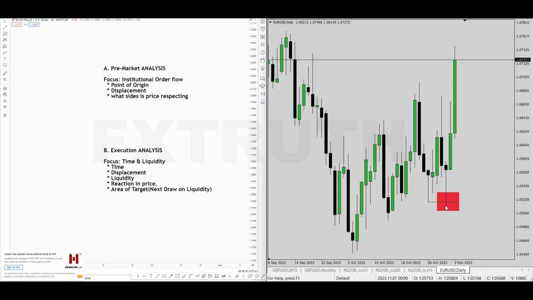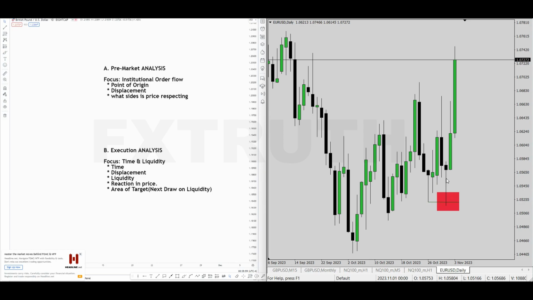If that happens, that means that particular point of origin was never a point of origin to begin with. So you want to see displacement in price. Displacement in price confirms your point of origin. For those of you wondering, what if price reverses and takes me out from that point of origin? This is how to confirm your point of origin: you want to see displacement in price after it.